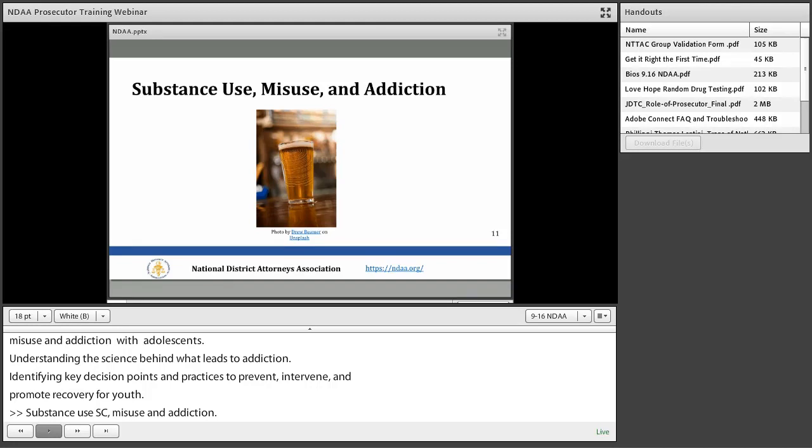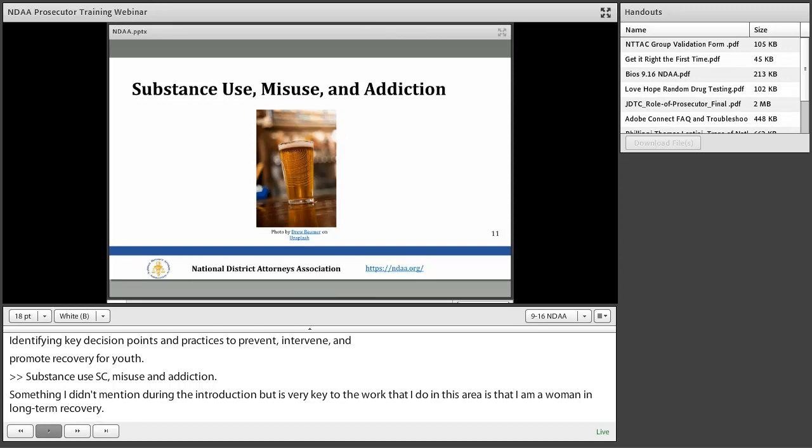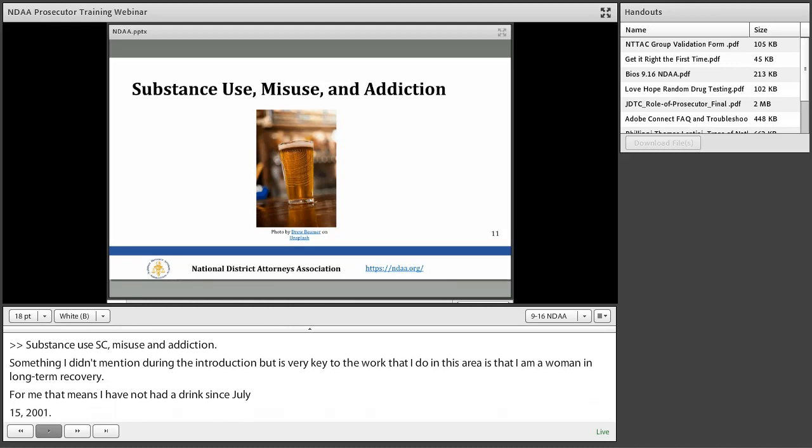And for me, that means I have not had a drink since July 15th, 2001. Growing up, I definitely misbehaved. I was a wild kid, but for the grace of God, I did not end up in the justice system, but from a very early age, I drank alcoholically. I came from a family where alcoholism ran through the family tree. Our family tree was like a vineyard.